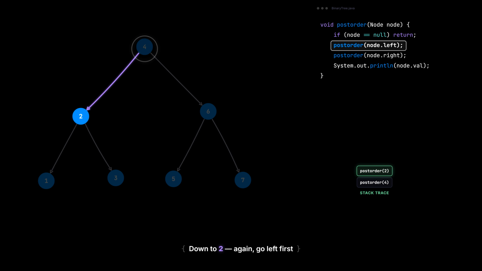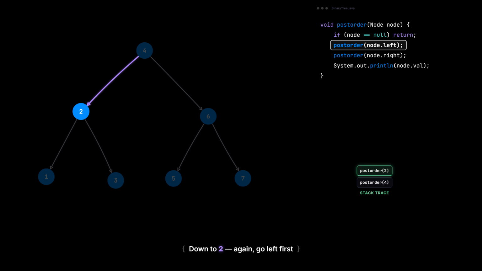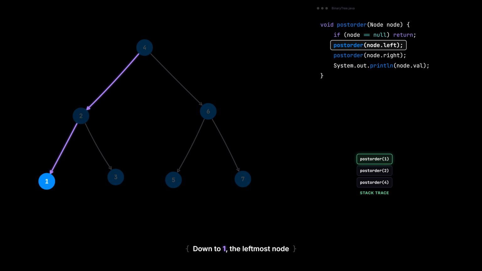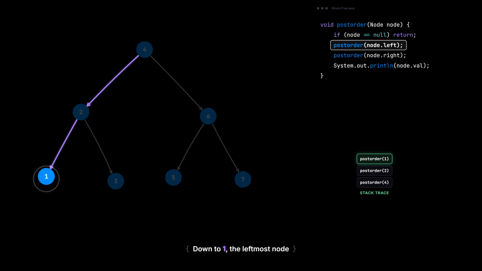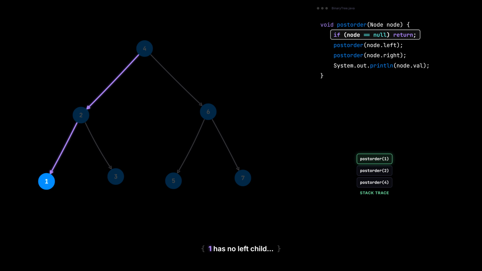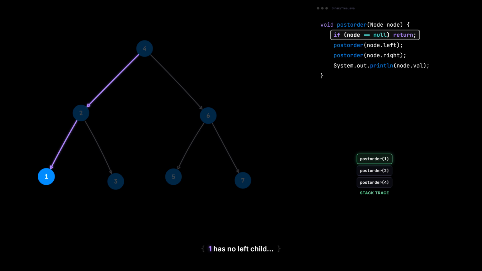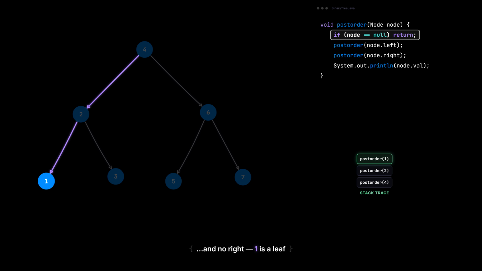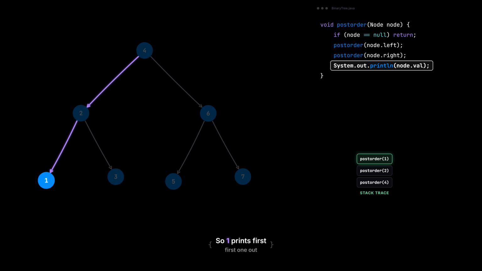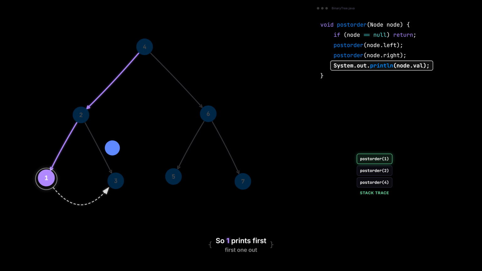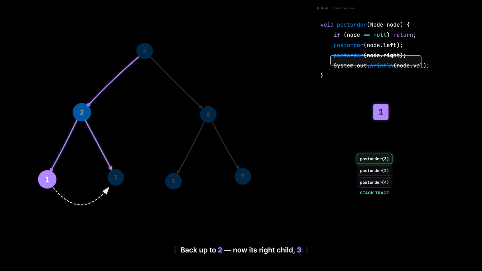We don't print 4. Now we are at node 2. Again, go left first. We come down to node 1. This is the leftmost one. 1 has no left child and no right child also. So 1 is a leaf node. Now both sides are empty. So we print 1. 1 comes out first.